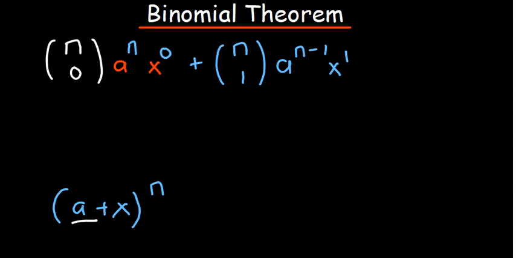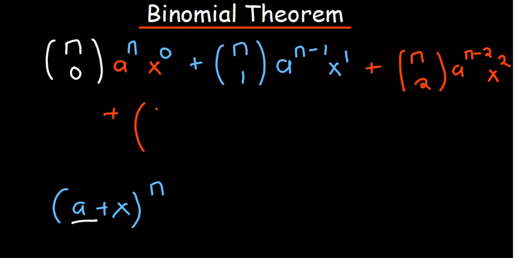Try to guess what will be the next term there. It will be n choose 2. A will be to what power? Now a will have the difference, which is n minus 2. X will still match up with 2. Try to guess the next term. N choose 3. A will be to the power of the difference. Then b, which is x, will just match up with 3 again, to the power 3. And so on and so forth. That's basically the binomial theorem.